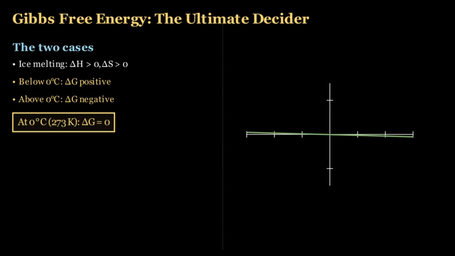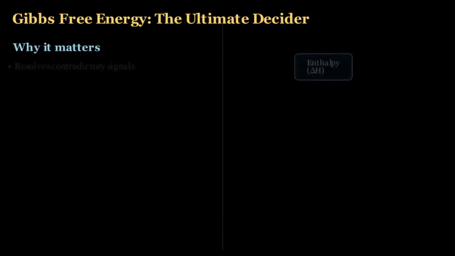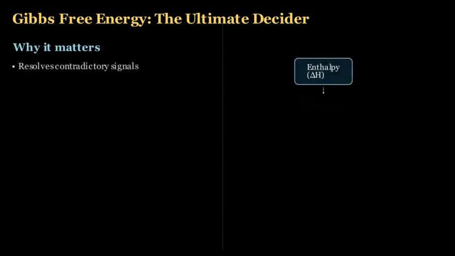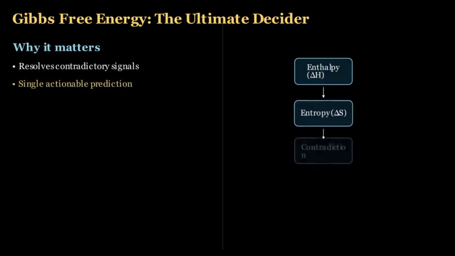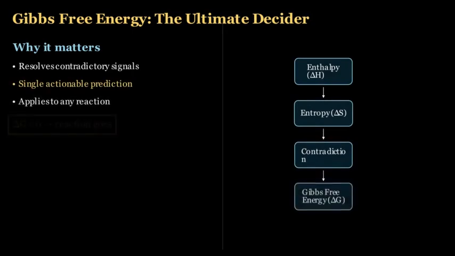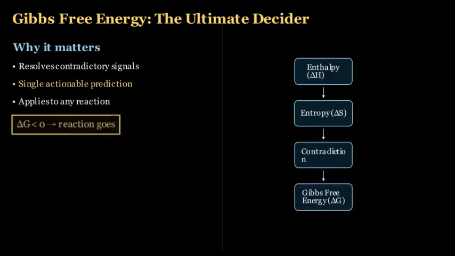Without Gibbs free energy, enthalpy and entropy often give contradictory signals. A process might be favored by entropy but opposed by enthalpy, leaving you stuck. Delta G resolves the contradiction into a single, actionable prediction. It tells you, for any reaction at any temperature, whether the universe as a whole will allow it to happen. So the whole idea is, Gibbs free energy is the ultimate decider of spontaneity, turning a tug-of-war into a simple yes or no.